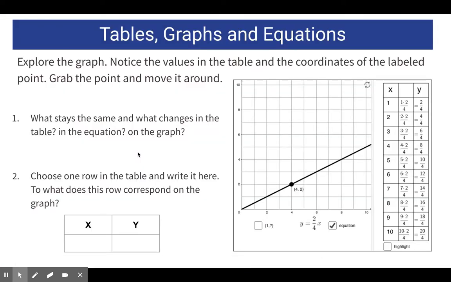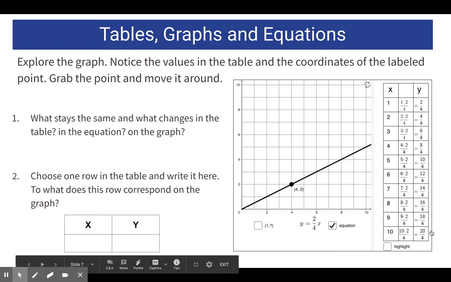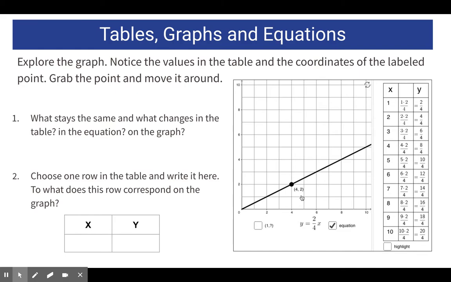So let's look at this first slide here for our exploration activity. It says we're going to explore the graph and notice the values in the table and the coordinates of the labeled point. So if you look at my X and my Y columns in my table, I have a set of ordered pairs. And then if I look at the point that's labeled on the graph, I have 4, comma 2. So it says that we want to grab this point and move it around.